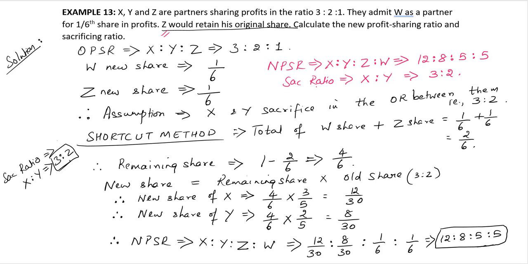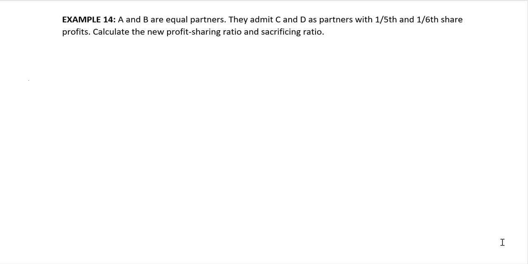Let's go to the next example. Example 14. A and B are equal partners. They admit C and D as partners with 1/5 and 1/6 share in profits. Calculate the new profit sharing ratio and sacrificing ratio.